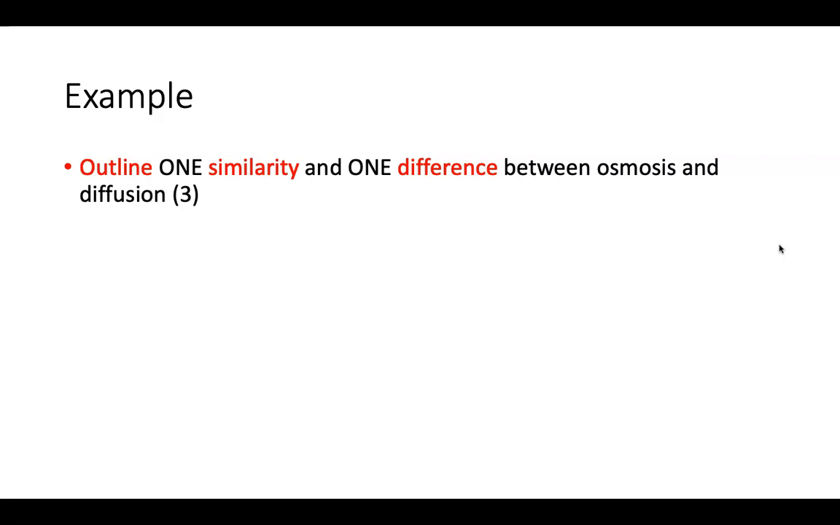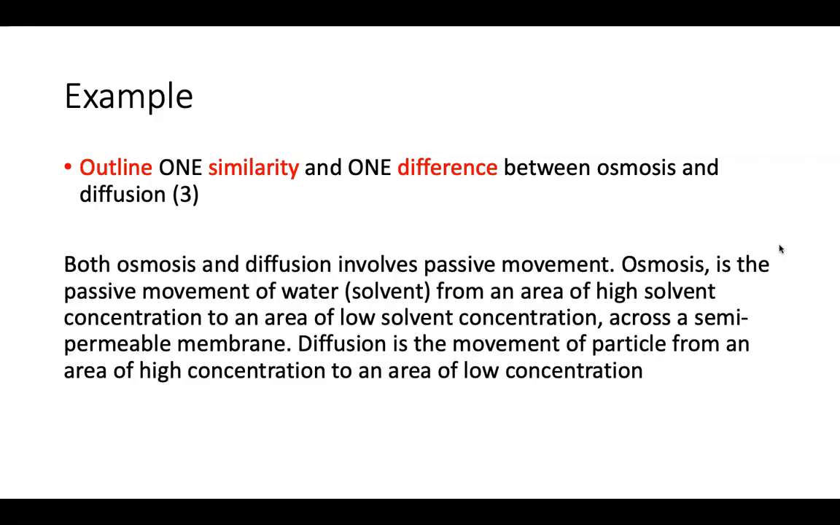And so we want to identify one similarity and one difference between osmosis and diffusion. Now this is worth 3 marks, so we want to have at least one similarity and probably extrapolate the difference into 2 different things. So this is a sample answer that you might come up with. So both osmosis and diffusion involve passive movement, so that is a similarity. And then osmosis is the passive movement of water or a solvent from an area of high solvent concentration to an area of low solvent concentration across a semi-permeable membrane.